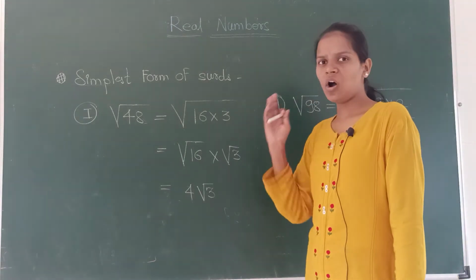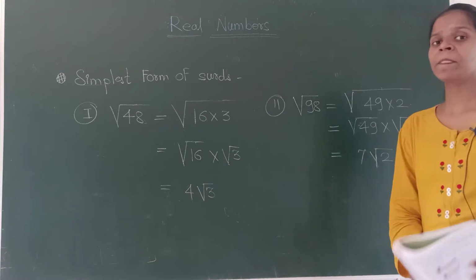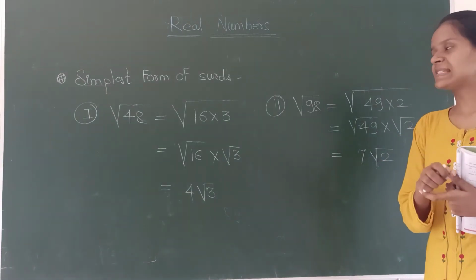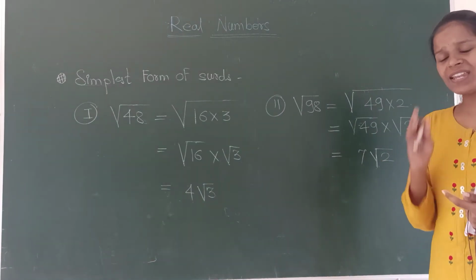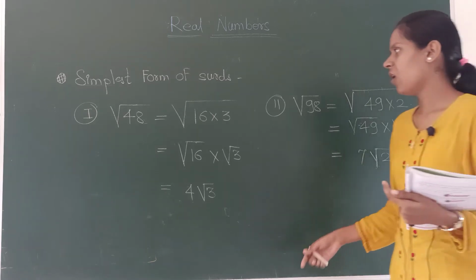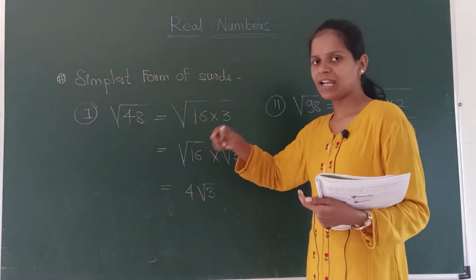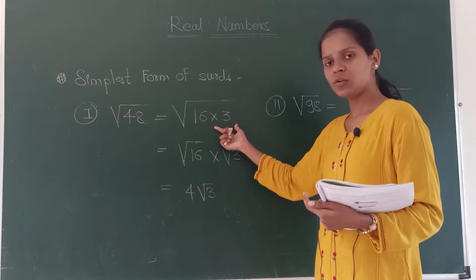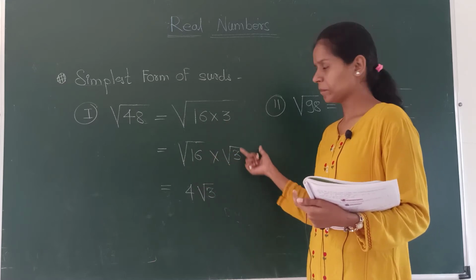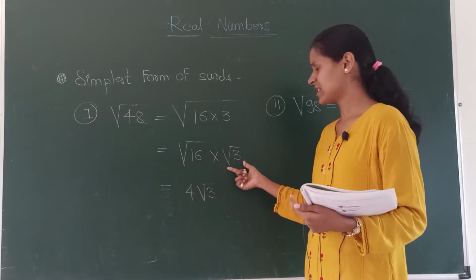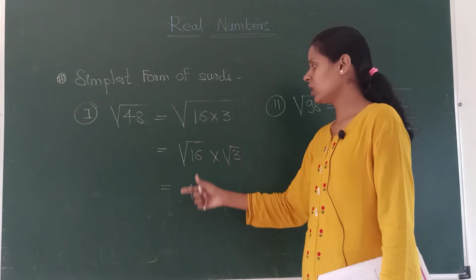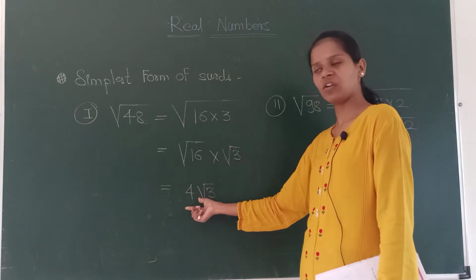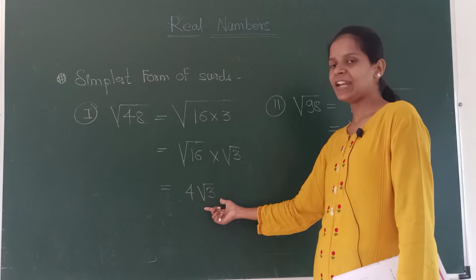Now you all must have understood the simplest form of surd. It is very simple, very basic. If under root of 48 is the given surd, then we separated 16 into 3, and then under root of 16 into under root of 3. If we remove the root sign of 16, it will be 4, because 4 4s are 16, and under root of 3 stays as it is.